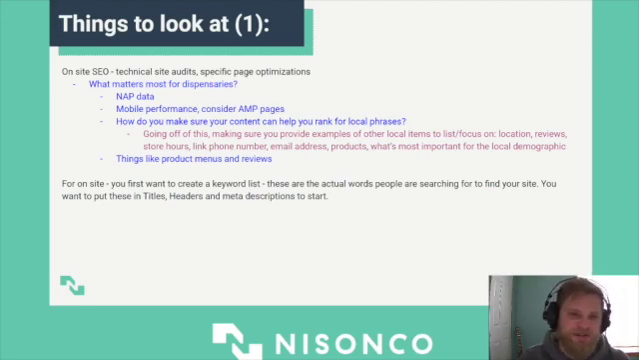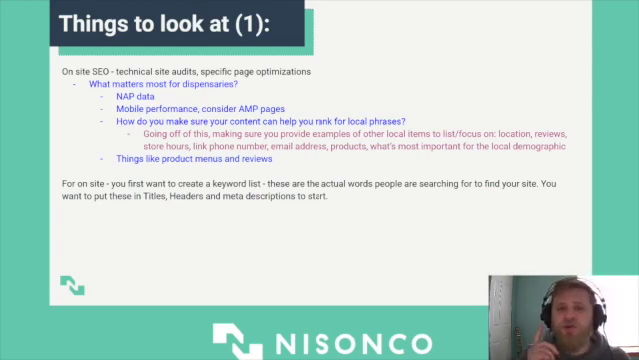So what are some things included in that? What matters most for dispensaries? I'd say NAP data, right? NAP stands for name, address, phone number, and that also includes the website. This is very important to have all this information consistent across the entire internet, wherever it is: on your website, on directories, anything like that. You want to have the correct information and have it displayed everywhere consistently.